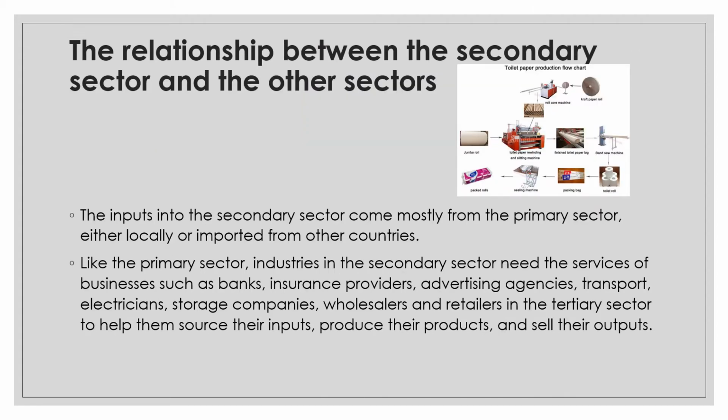So what is the relationship between the secondary sector and the other sectors? The secondary sector is dependent on the primary sector to provide them with the raw materials they need to produce their goods. They are also dependent on the tertiary sector, such as insurance providers, banks, advertising agencies, transport, electricians, storage companies, wholesalers and retailers to sell their final products to the customers, etc. So they are all linked, and without the primary and the tertiary sector, the secondary sector cannot function.